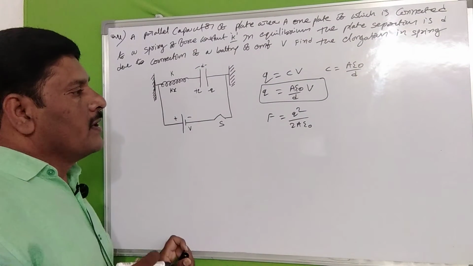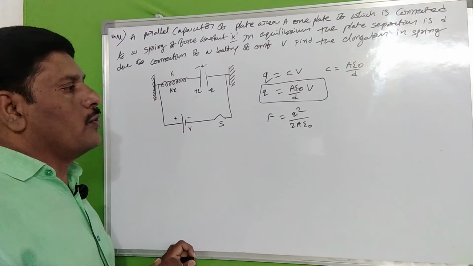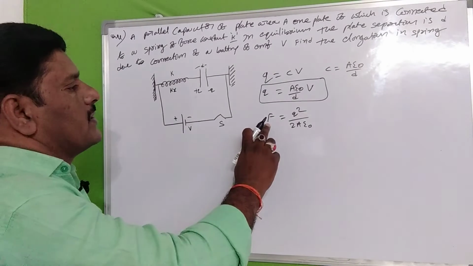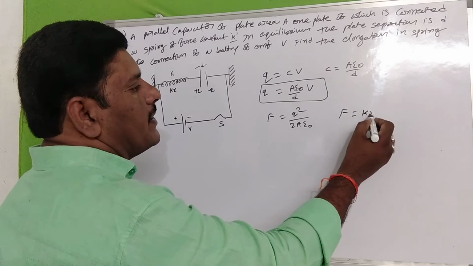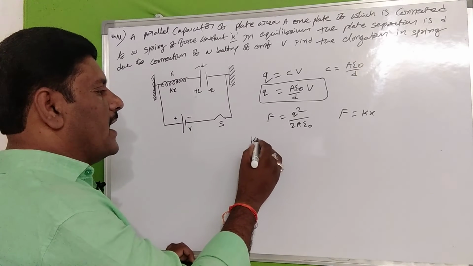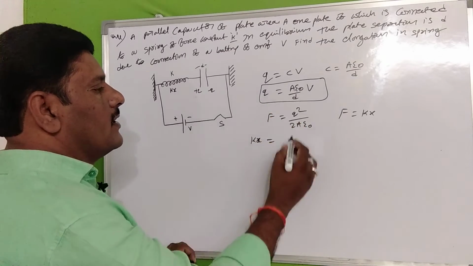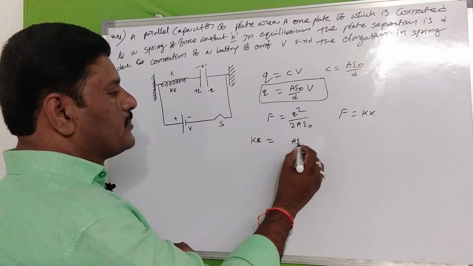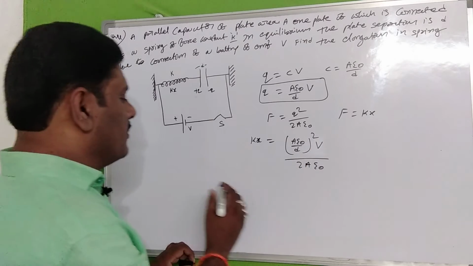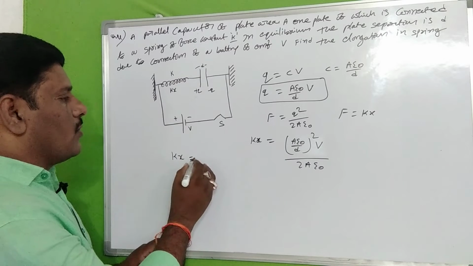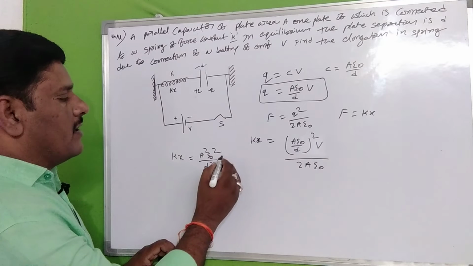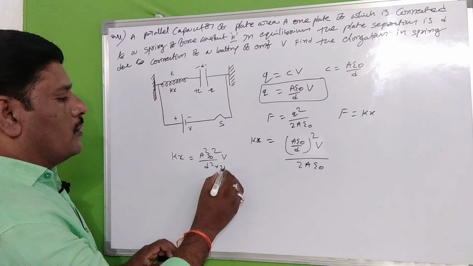So we can write force F equal to Q square by 2A epsilon naught for a parallel plate capacitor. Already we know that F equal to Kx, the spring force with constant K. So Kx equal to Q, which is nothing but A epsilon naught by D, whole square, into V by 2A epsilon naught. Finally we simplify that: Kx equal to A square epsilon naught square by D square into V by 2 into A epsilon naught.